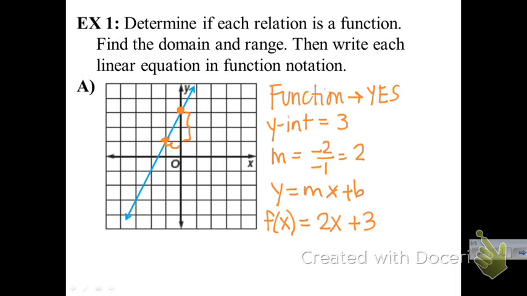And then the last thing we have to do is we have to state the domain. The domain can be looked at different ways. If we put values in for x, is there any value we cannot put in for x? In this case, we can put negatives, we can put positives, we can put fractions, we could put whatever we want in for x. So here we would say all real numbers.